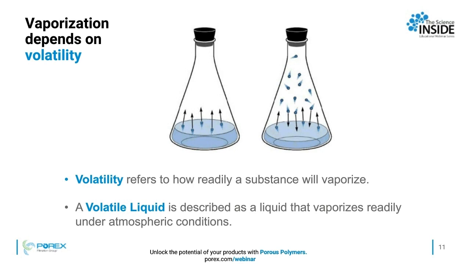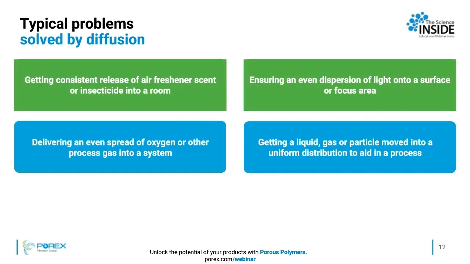Now that you have a sense of some of the characteristics of diffusion and how it occurs, let's think about some of the different types of problems that can be solved through diffusion. If you need to release air freshener scents into a room or insecticide, this occurs through diffusion. If you need to deliver oxygen or other gases into a system, this happens through diffusion. Diffusion can also help get a liquid or gas particle moved into a uniform distribution to aid in a manufacturing process or the creation of a formulation. It can even be used to disperse light onto a surface or to focus on a certain area.